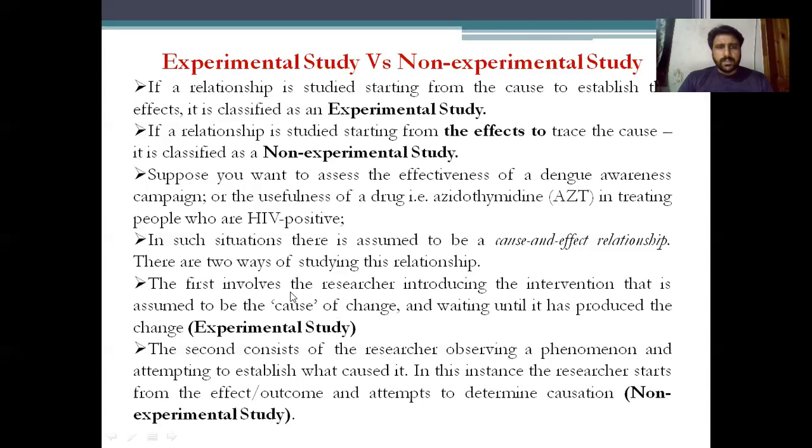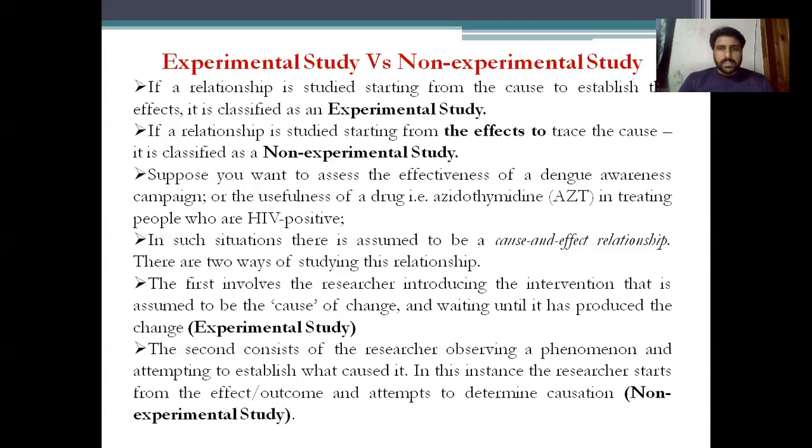The first involves the researcher introducing the intervention, for example, AZT for treating HIV. That is assumed to be the cause of change. AZT might be changing HIV positive to HIV negative, and you have to wait until it has produced that specific change. Then this is an experimental type of study.